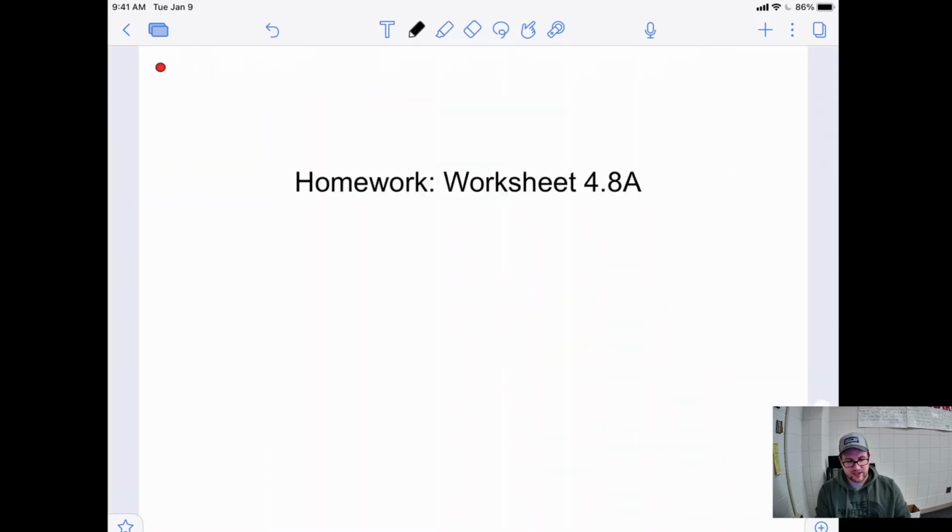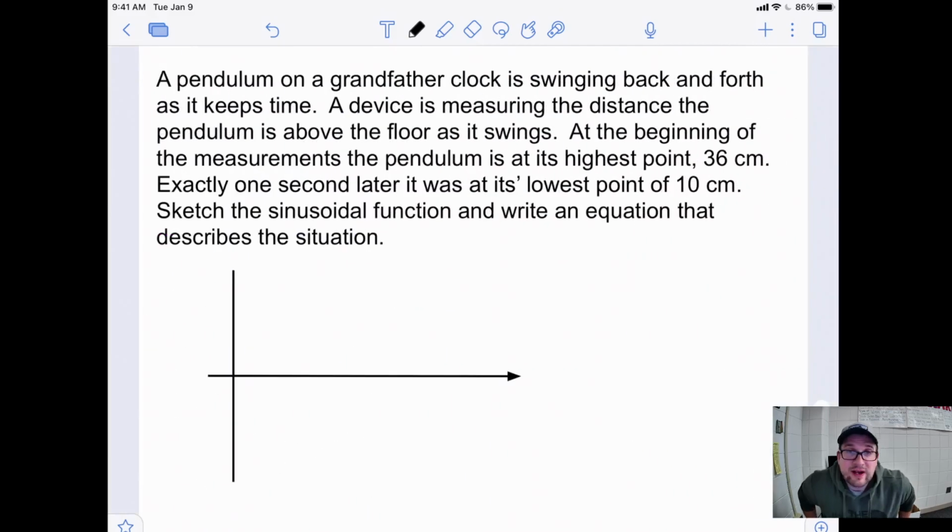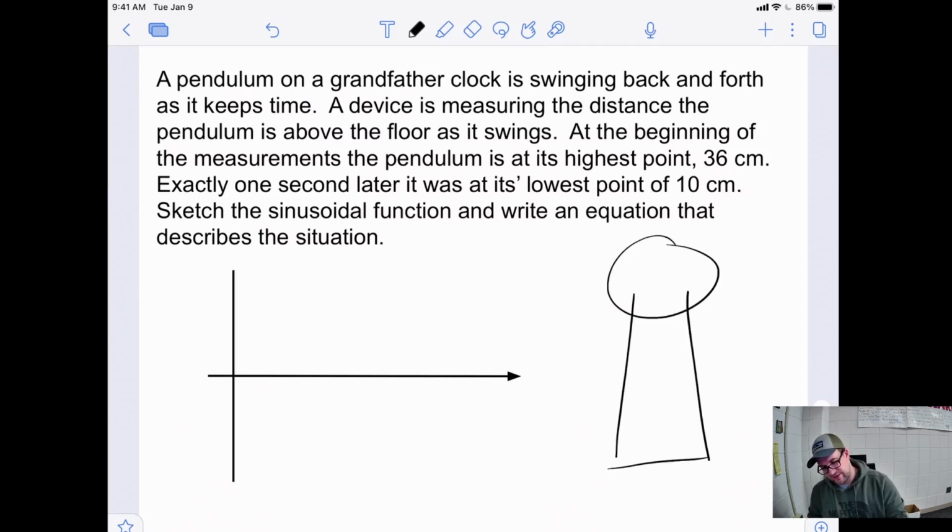Looks like we have, what, 2 more problems here. So here we go. It says a pendulum on a grandfather clock is swinging back and forth as it keeps time. A device measures the distance the pendulum is above the floor as it swings. So if you had a grandfather clock, here it is. There's the clock. There's normally this thing in the middle called the pendulum, and that pendulum is going to swing back and forth over and over, and that's what keeps time.